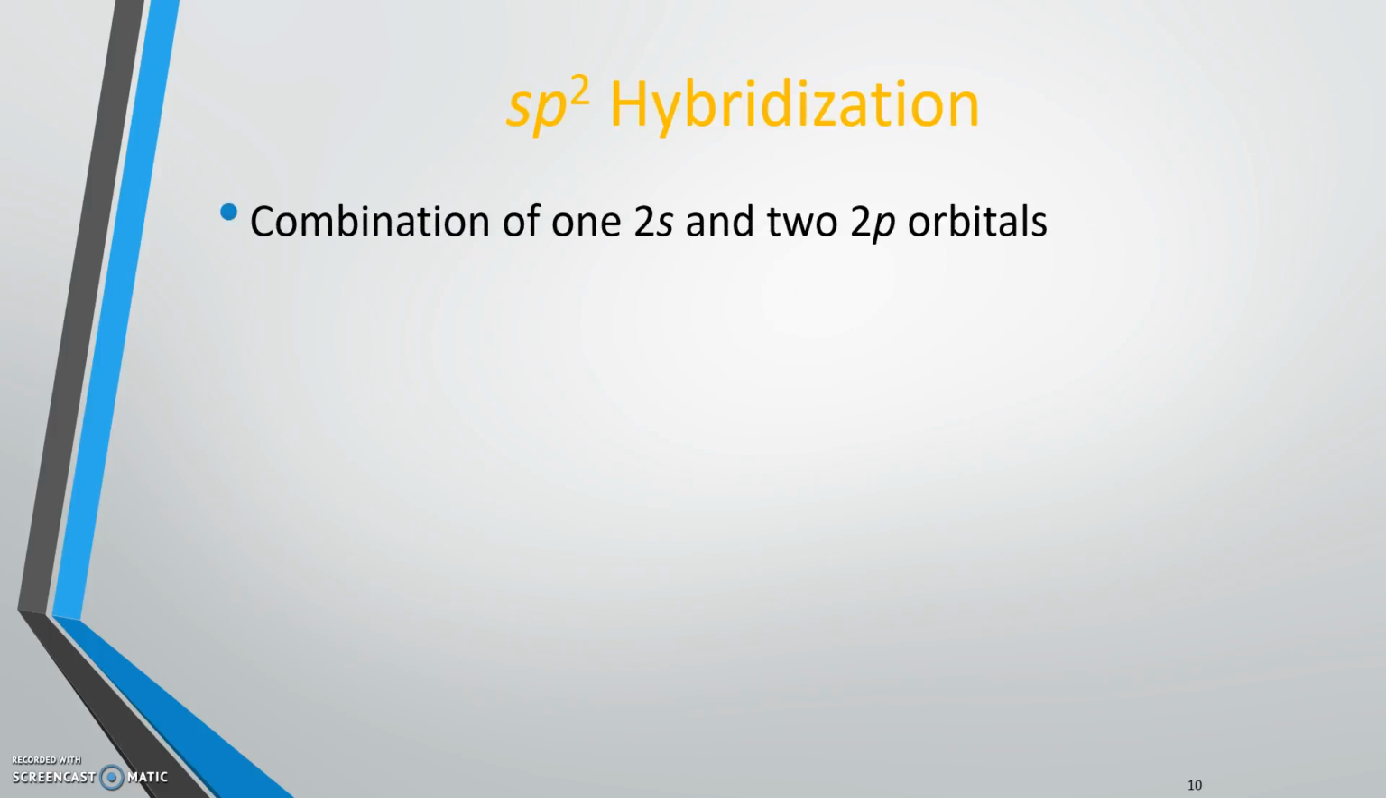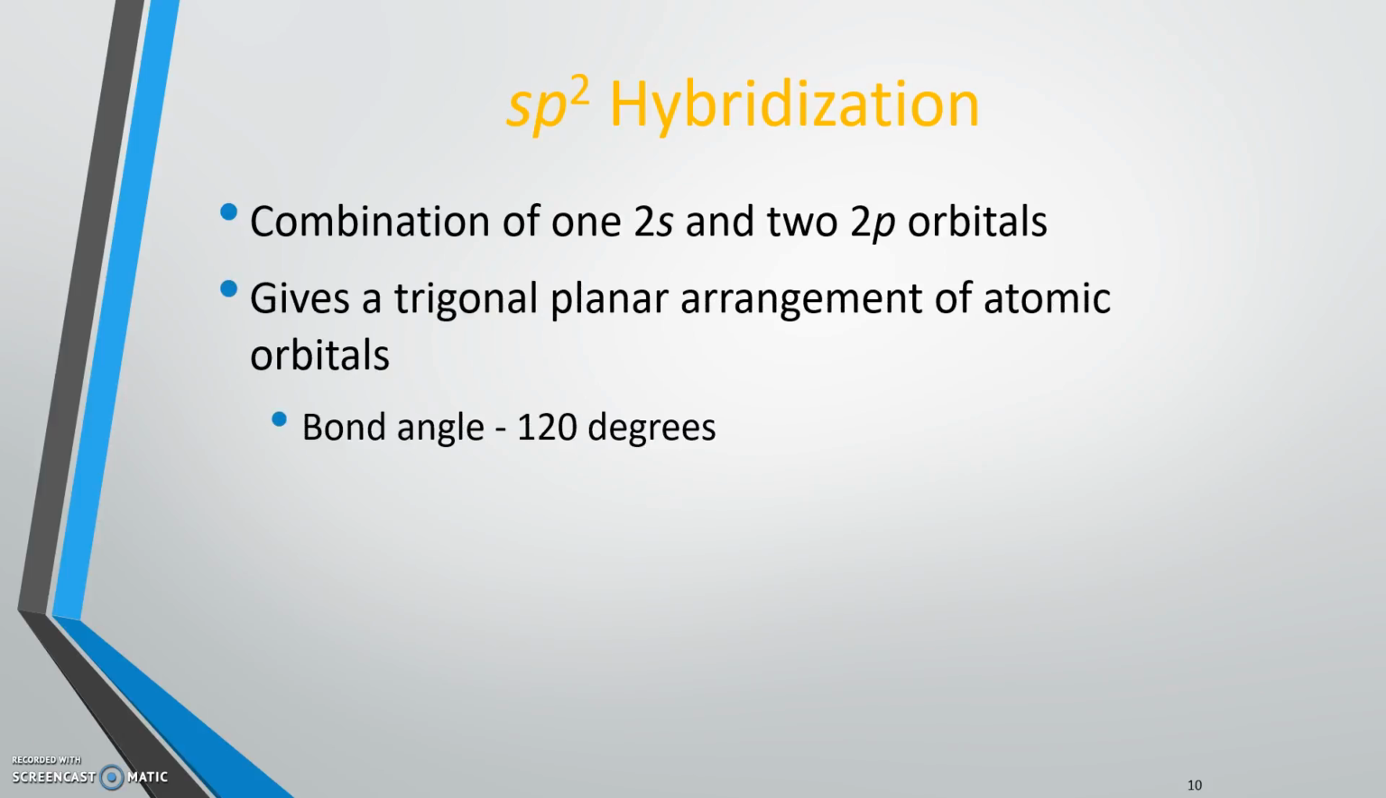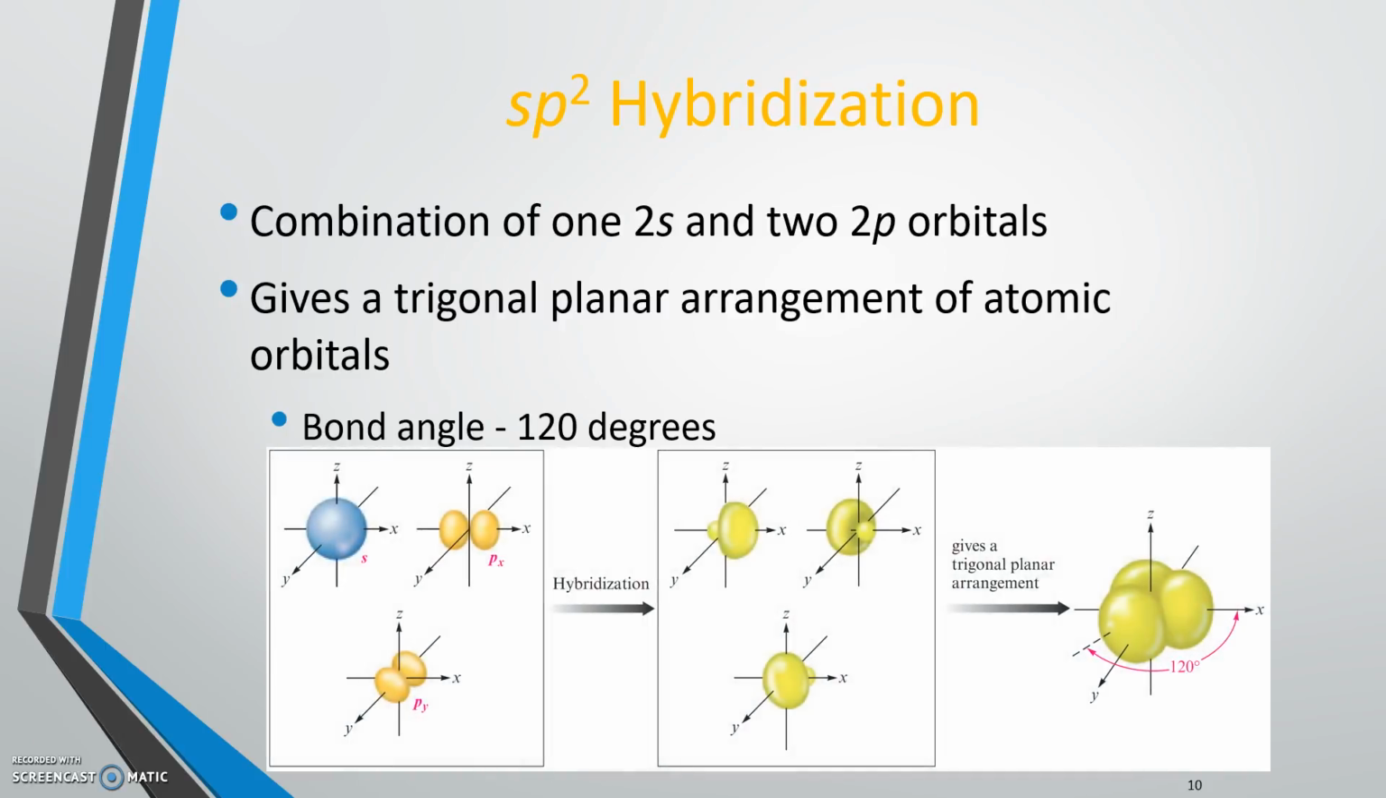There's another type of hybridization called sp2, which results from 1 2s and 2 2p orbitals. This will produce the needed trigonal planar arrangement of the orbitals and the bond angle of 120 degrees. Again, we can consider the individual orbitals and their shapes, and then after hybridization we have 3 equal orbitals, and they are arranged with that trigonal planar shape.